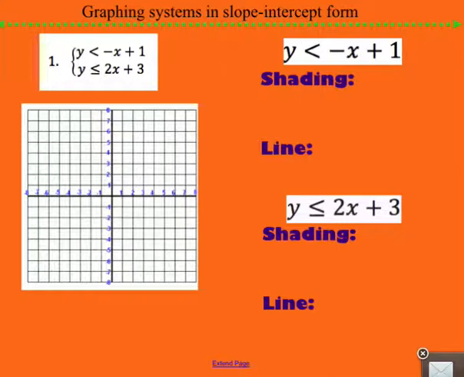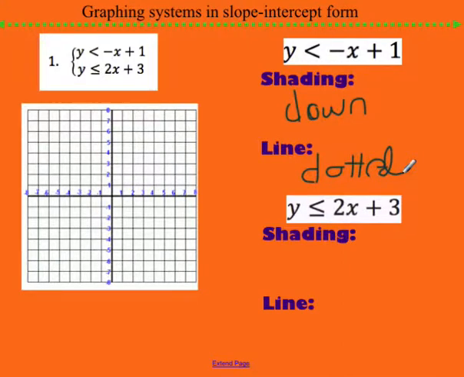So for this one, you're going to be shading down, and the line is going to be dotted. Here's how I know these things. We know I'm shading down because the alligator's facing away from the y. And we know our line is dotted because there's no line underneath our inequality sign.